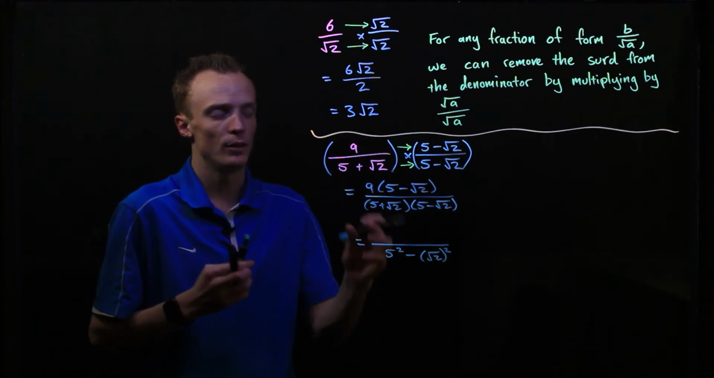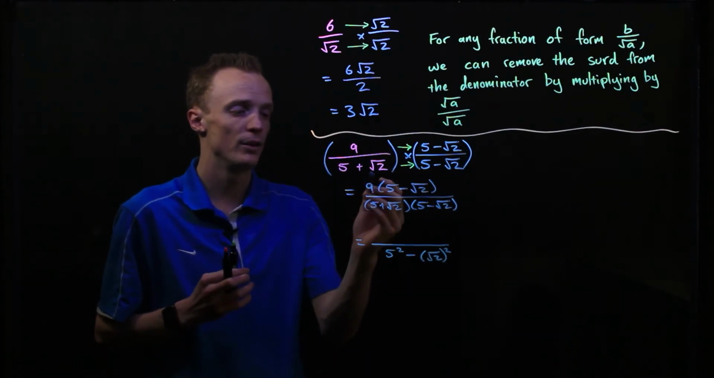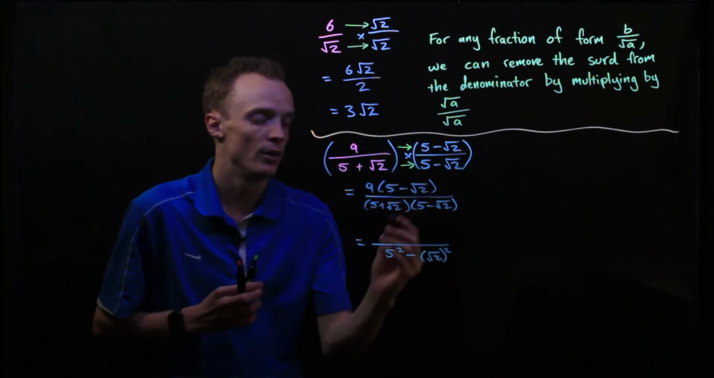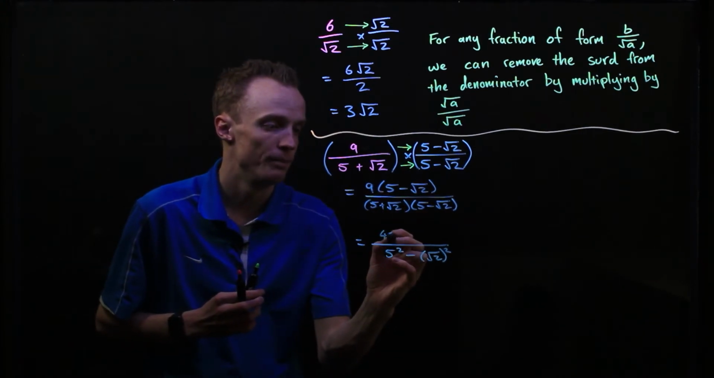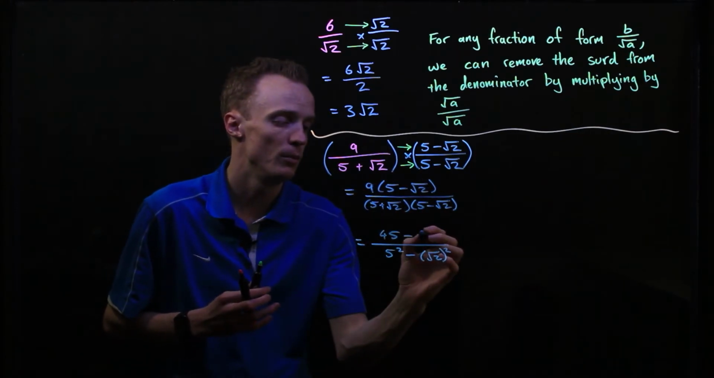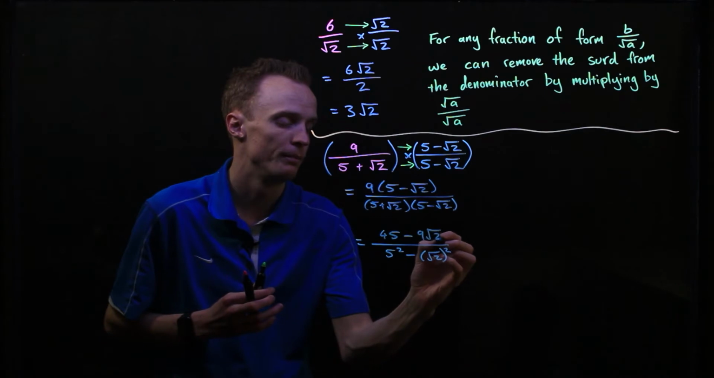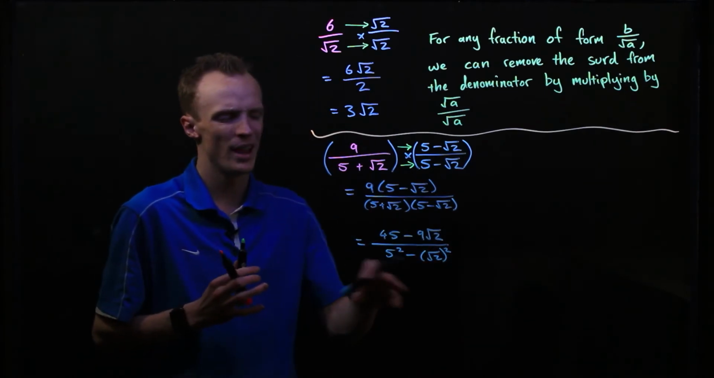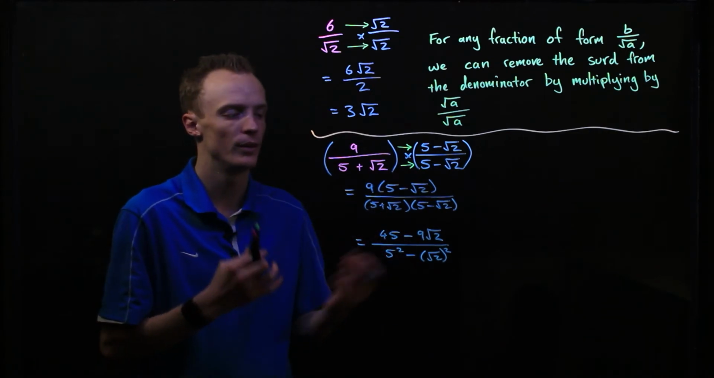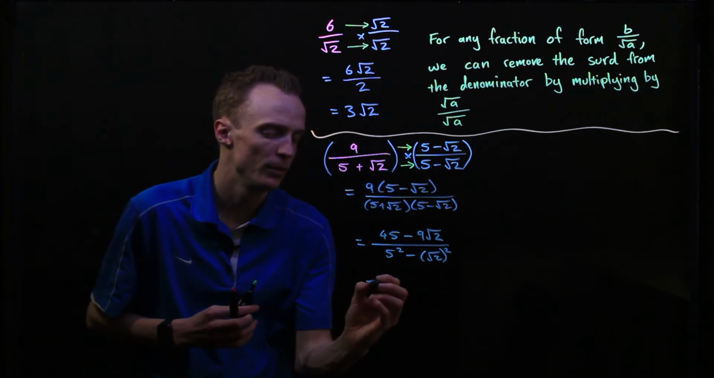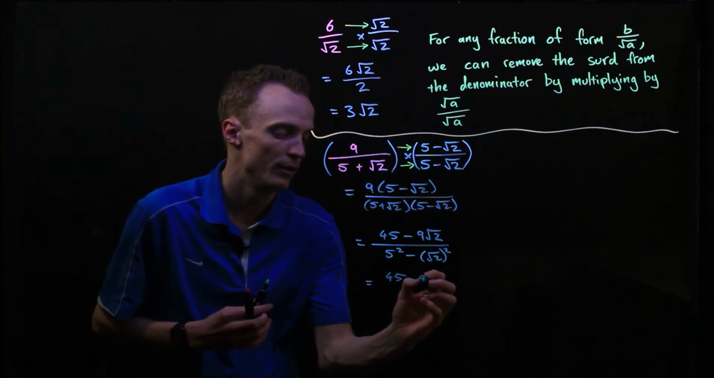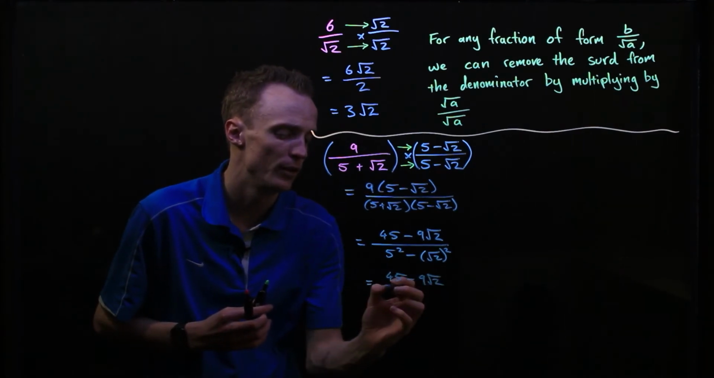But we also need to expand this numerator. So we do that by multiplying the 9 with each term inside of our brackets. So 9 times 5 is 45. And we'll have subtraction here, and 9 times root 2 will be 9 root 2. Now, obviously we haven't actually removed the surd from the denominator here yet because we still have to simplify this. So as we go to simplify this, we'll just leave the numerator as 45, subtract 9 root 2, because that can't simplify any further yet.